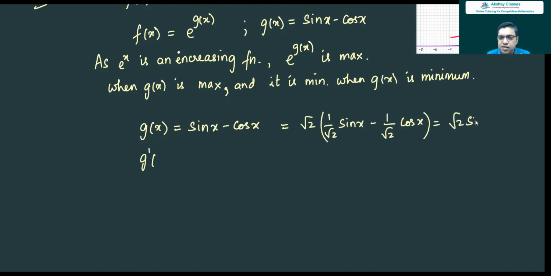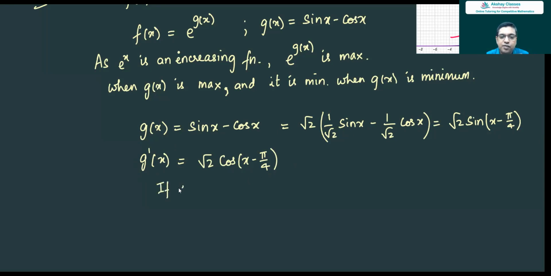Then this becomes sine of x minus pi by 4. This is sine A cos 45 minus cos A sine 45. So sine x cos 45 minus cos x sine 45. That is sine of x minus 45, or x minus pi by 4. So if this is g, if I have to differentiate, under root 2 remains constant. Derivative of sine is cos. This makes it easy. So this is the derivative.